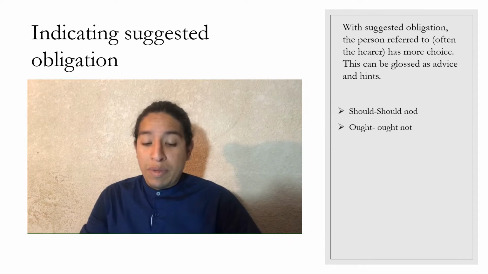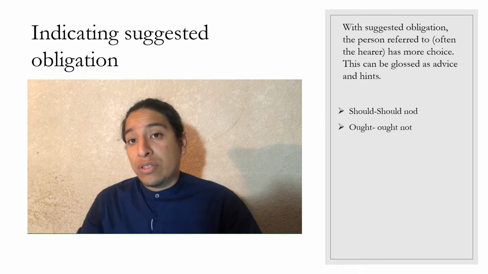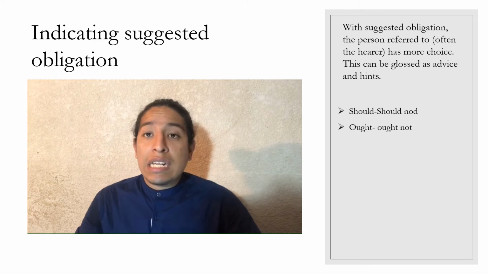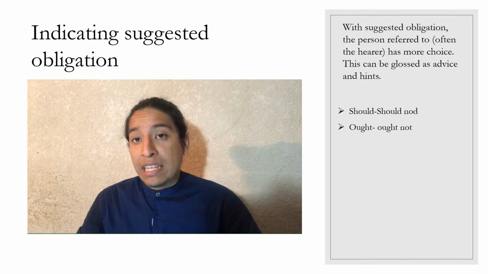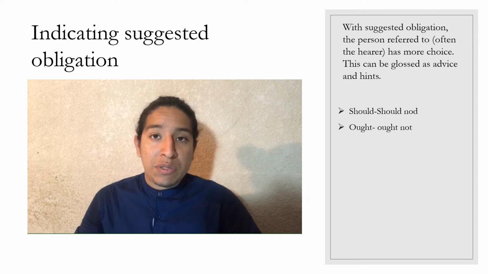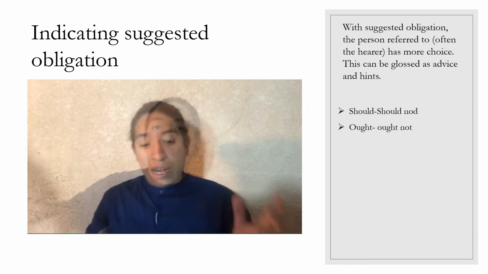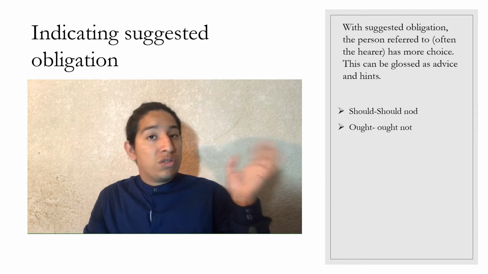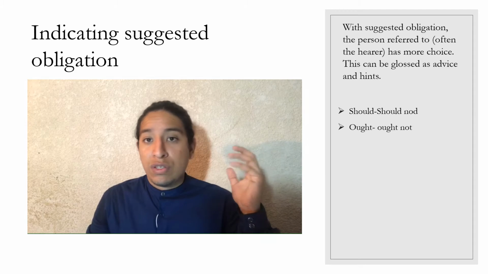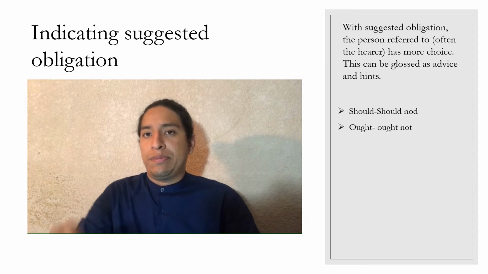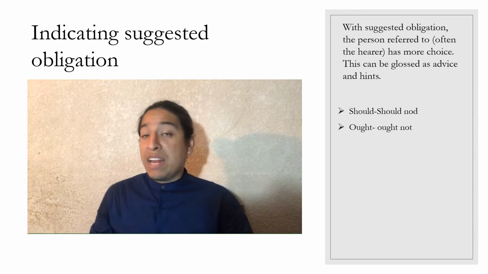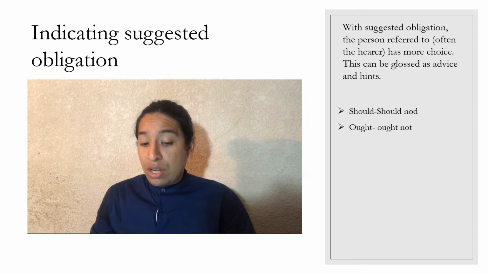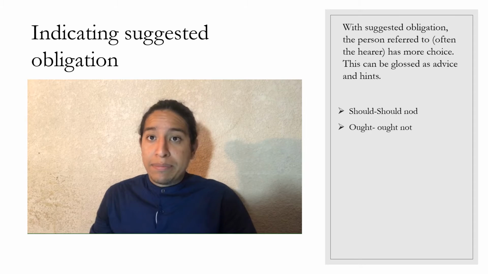The next part of the topic is about suggested obligation. The hearer has the possibility to negate the action or accept it to happen. We have here should and ought to. Those are the main forms of suggesting obligation. An example would be, anyone who wants to be president should have his head examined.